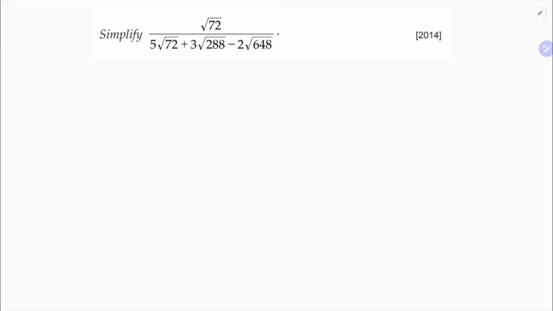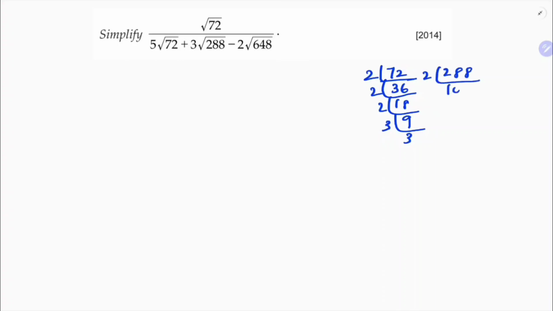Simplify root 72 by 5 root 72 plus 3 root 288 minus 2 under root 648. So find the prime factors of all the numbers. So here, 72 is 2 times 36, 2 times 18, 2 times 9, and 3 into 3. And 648 or 288.